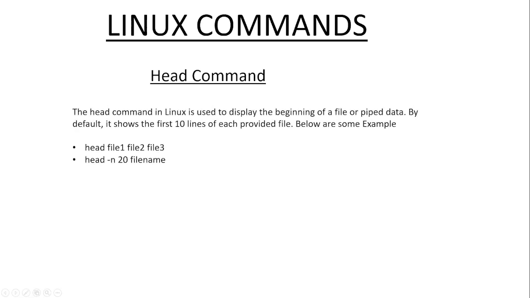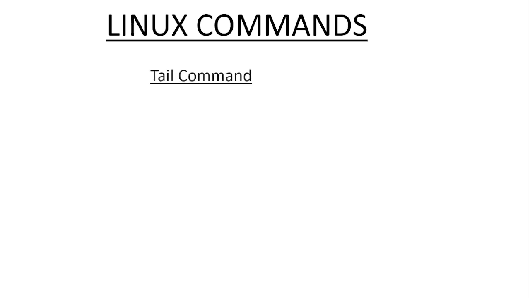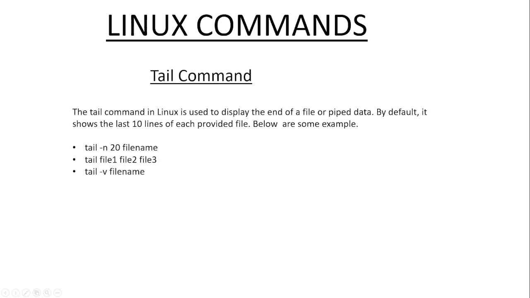Basically, the head command is used to display the content of a file. By default, it shows 10 lines. So basically, head displays the first 10 lines from the beginning of the file. And secondly, we are going to see the tail command. The tail command works the same as the head command, but it shows the file from the end. So without wasting time, let's move to our Linux screen and do the hands-on on these commands.